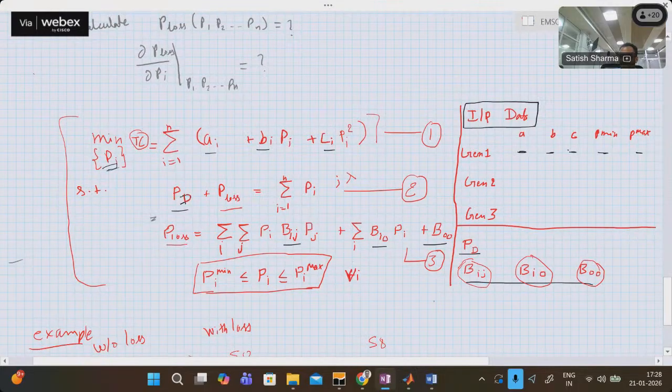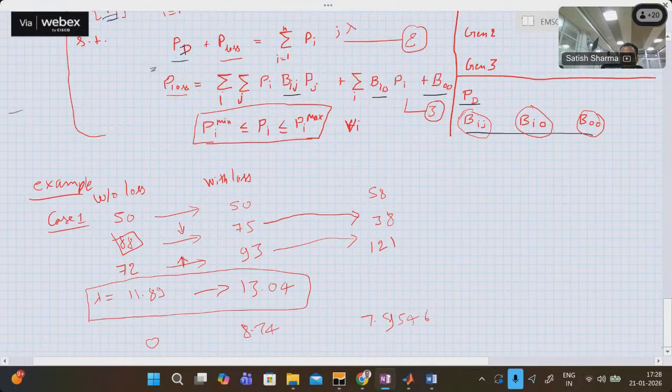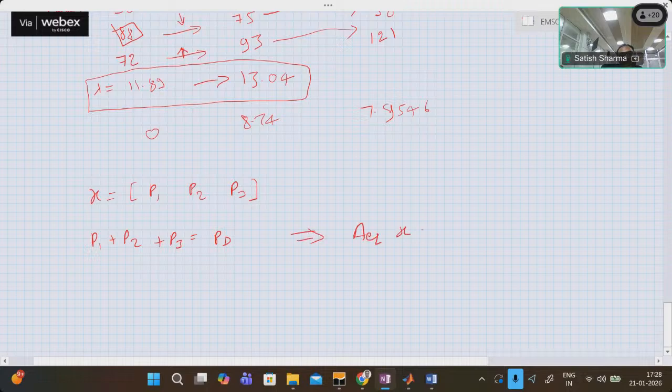AEQ dot X. Now that's a second equation that we need to define. X is a matrix P1, P2, and P3, and I have an equation P1 plus P2 plus P3 equals PD, and I have to compare this with this equation.